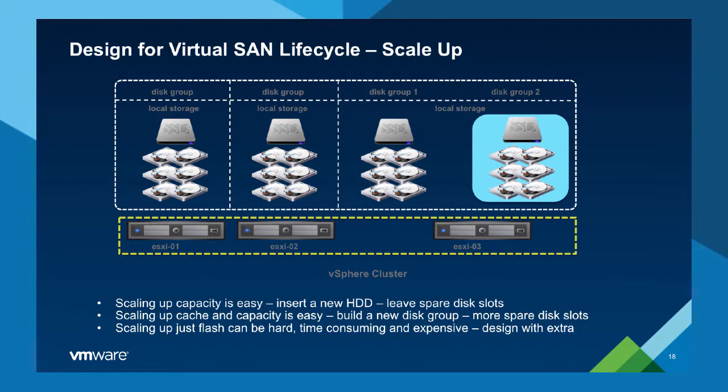There are a couple ways to design for the life cycle. One option is to scale up. Now, again, we know that we need to start with at least one solid state disk and one spinning disk to create our disk group, and we can multiply that up to 5 times inside of each host, giving us some really significant storage. But let's say we start with that 3, and the idea is simply that all we're going to do is just scale up.